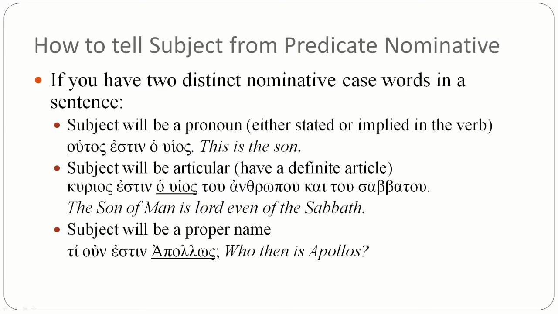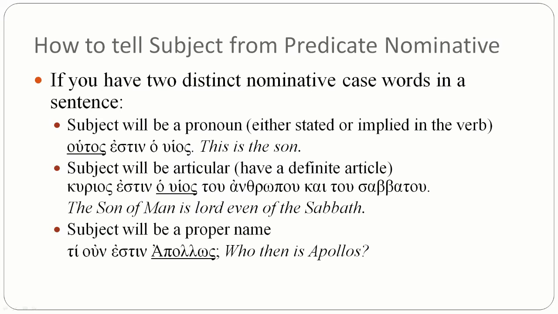Now, how do we tell which one is the subject and which one is the predicate nominative? They both appear in the nominative. And sometimes it is politically or religiously advantageous to translate it one way or the other. So how do you tell which one is which? If you have two distinct nominative case words in a sentence, in other words, these two nominatives are not referring to the exact same thing, how do we tell which one is which? To distinguish the subject, there are a number of rules.